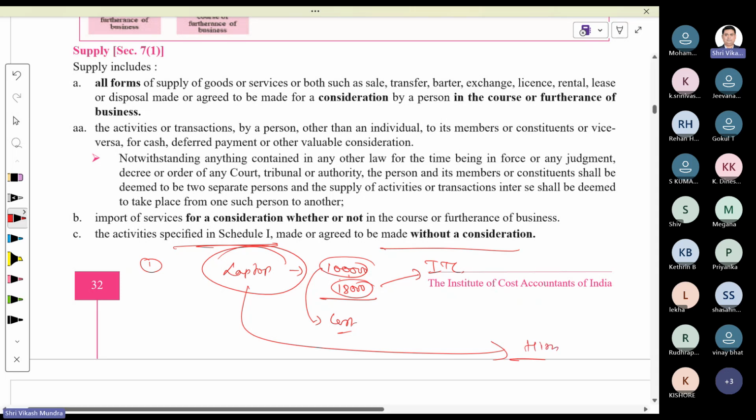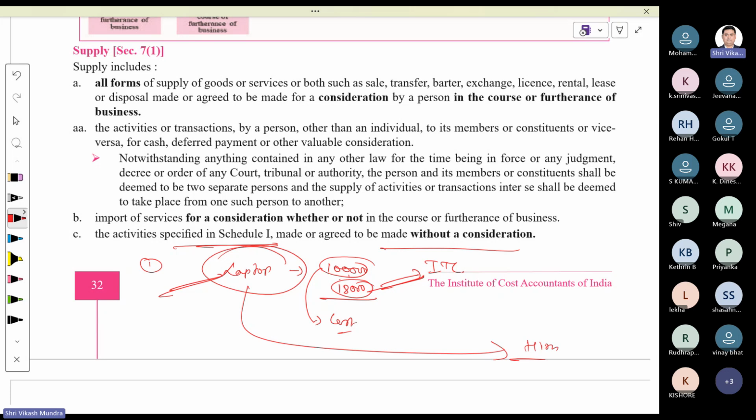Now, what happened? At the time of acquisition of this machine, I had availed ITC. I'm eligible for this ITC since the intended use of this machine is for business. Now, once I provide this machine to my kid permanently for his use, I dispose of this machine.